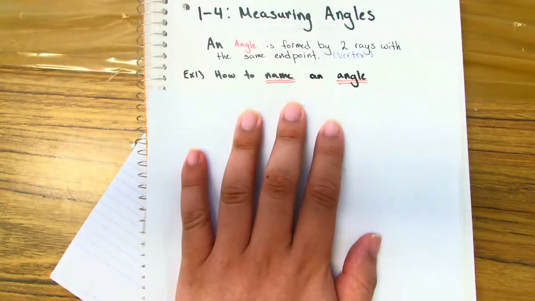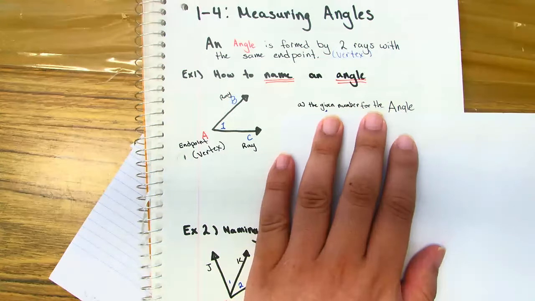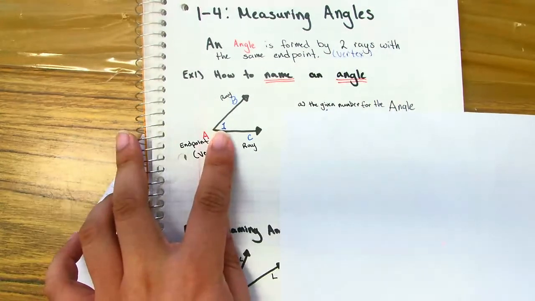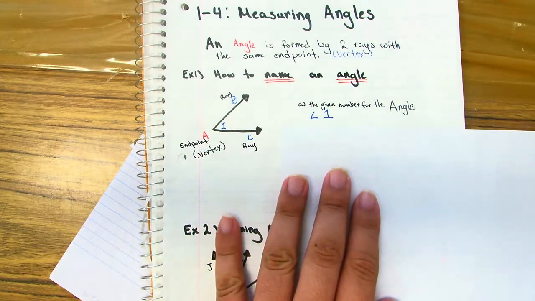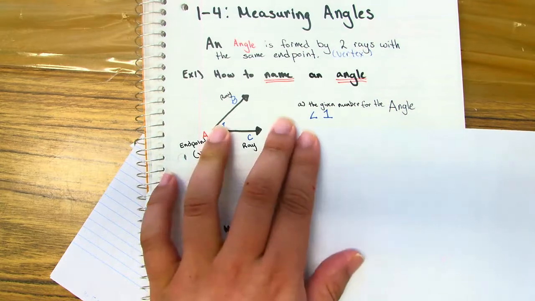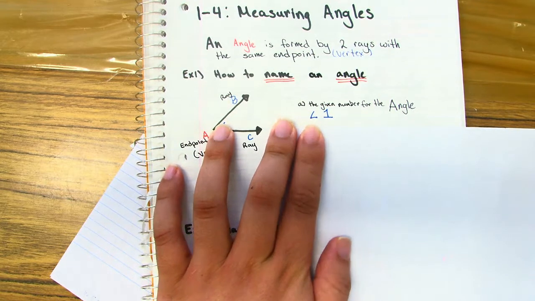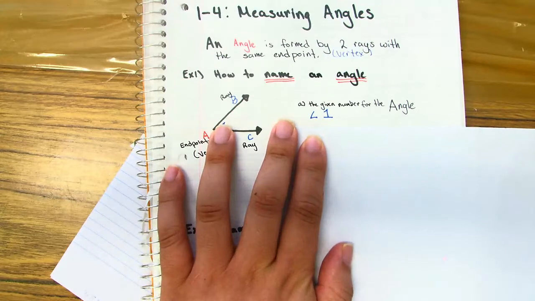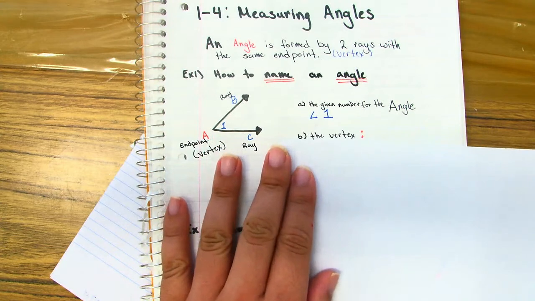Example number 1, how to name an angle. One way to name an angle is the given number for that angle. The given number for that angle is 1. That's the first way to write it. It's angle 1. The symbol here on the left emphasizes that this is an angle. Sometimes we don't want to write down the word, so we use symbols to translate what we mean, right? Because we're going to be using angles a lot throughout the semester, or even the school year, sorry.